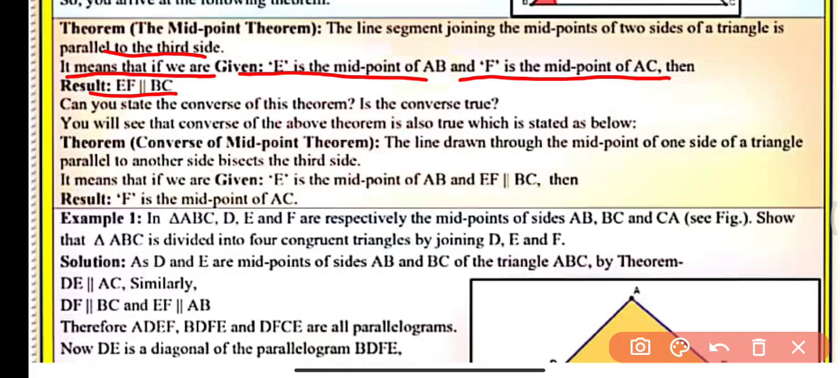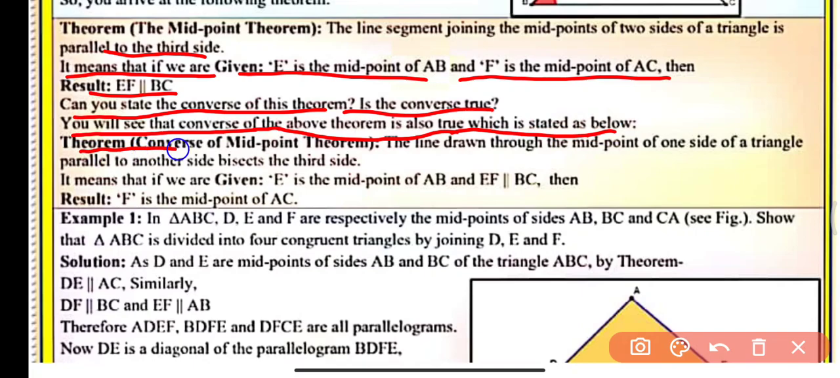So the result we get is that it will be parallel to the third side and half of the third side as well. Can you state the converse of this theorem? Is the converse true? Yes, the converse is also true. So you will see that the converse of the above theorem is also true, which is stated as below.